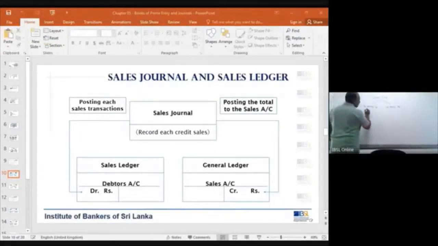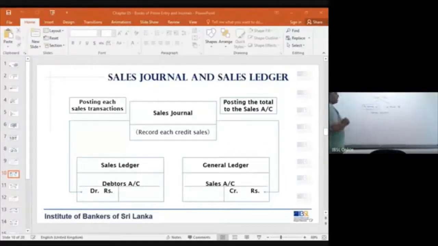So now this debtors account is also known as your control account. Control account means where you will take the total in the sales journal and go and post it to the debtors account.